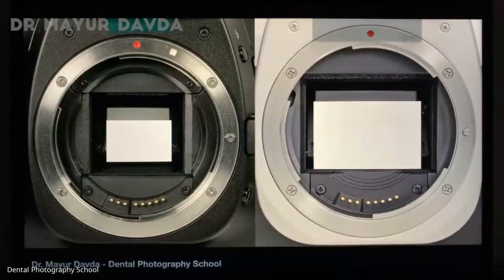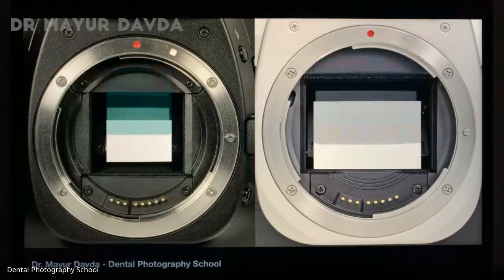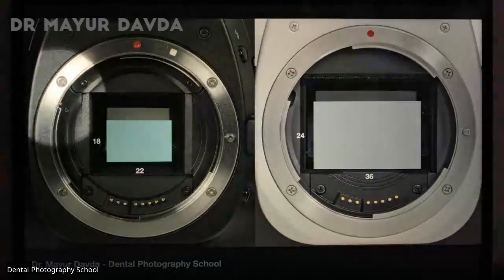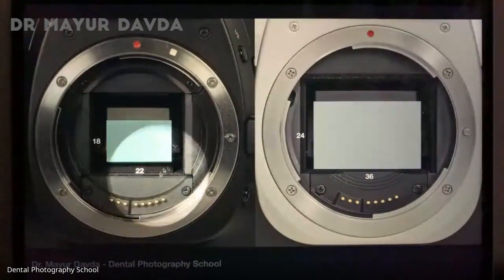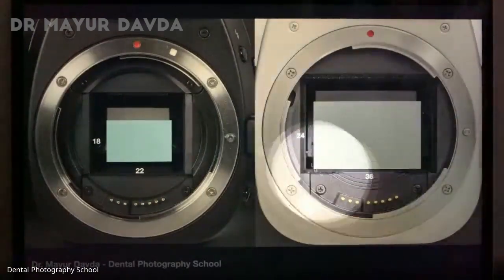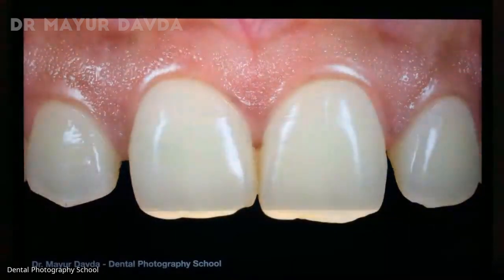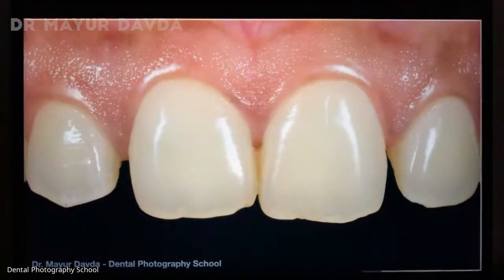What is the main difference between the two cameras? The only difference is the sensor size. A crop sensor DSLR has a sensor size of 18 by 22 mm. It's not really that important for you to remember. And a full frame has a sensor size of 24 by 36. Just like the name goes, crop sensor has a smaller sensor and a full frame has a larger sensor.